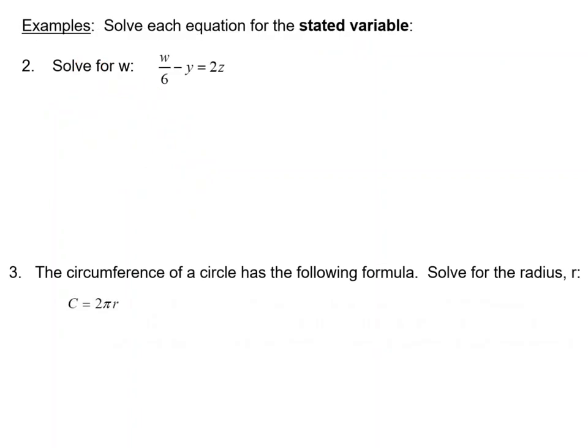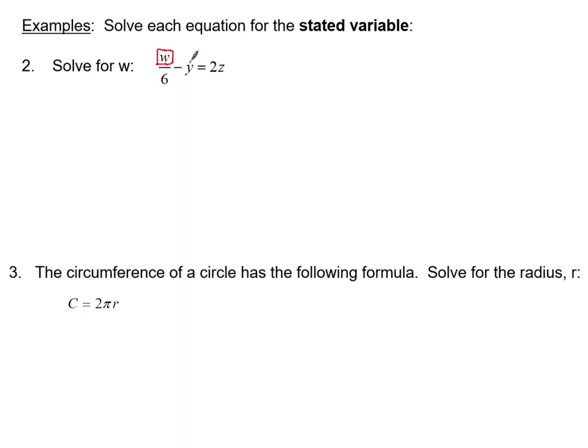Example number 2. It says that we want to solve for w. Well, this example actually has three different variables, a w, a y, and a z. I want to solve for w, which means I want to get everything away from w and have w be the only thing on that side. So I need to get rid of this 6, and I need to get rid of this negative y.